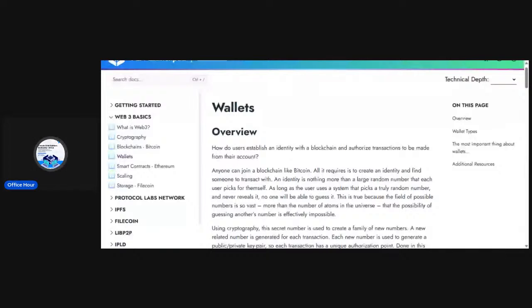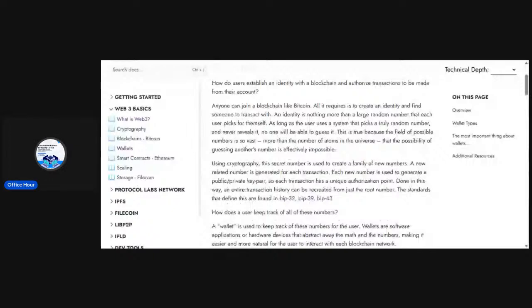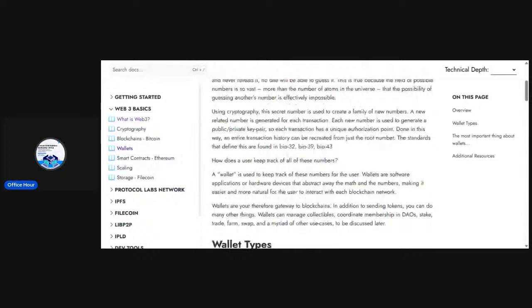This is true because the field of possible numbers is so vast, more than the number of atoms in the universe. That's the possibility of guessing another number. It's effectively impossible. Using cryptography, this secret number is used to create a family of new numbers, and that's how these numbers are generated. So how does a user keep track of all these numbers? A wallet. A wallet is used to keep track of these numbers for the user. Wallets are software applications or hardware devices that abstract away the maths and the numbers, making it easier and more natural for the user to interact with each blockchain network.